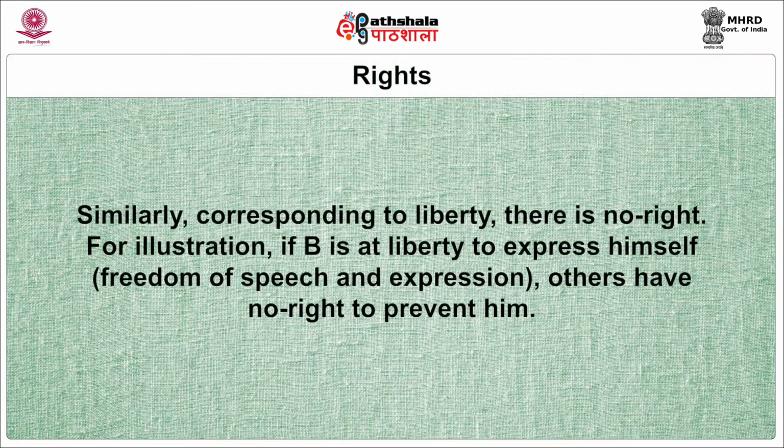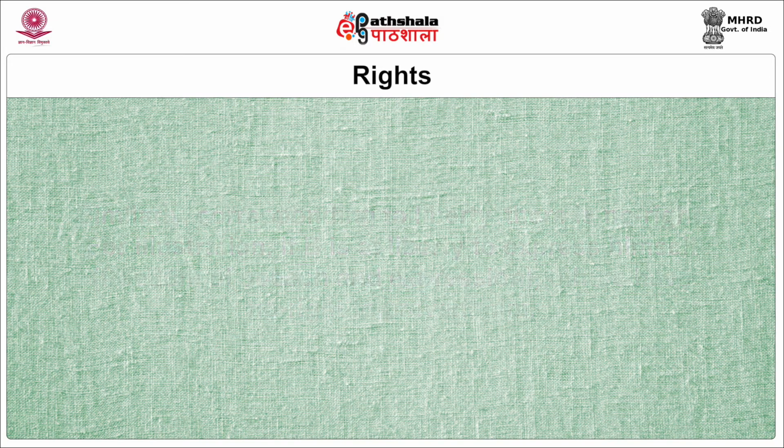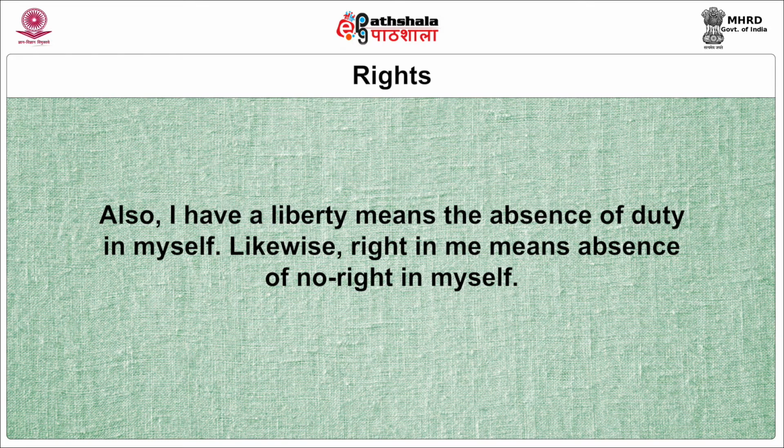For example, when A has a right to enter into a premise, there will be a correlative duty on another to let him enter into the premise. Likewise, if I have a right to get legal aid, the state owes a duty to me to make it available. Similarly, corresponding to liberty, there is no right. For illustration, if B is at liberty to express himself, freedom of speech and expression, others have no right to prevent him. Also, if I have a liberty, it means the absence of duty in myself. Likewise, a right in me means the absence of a no-right in myself.